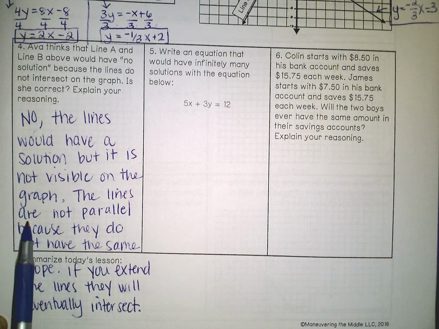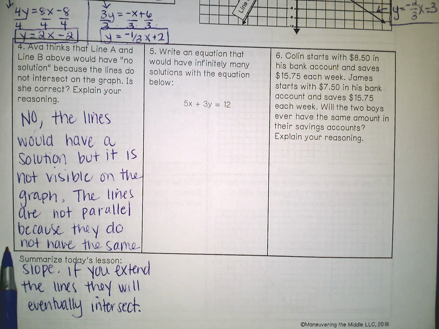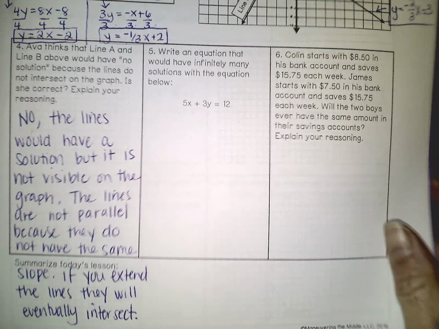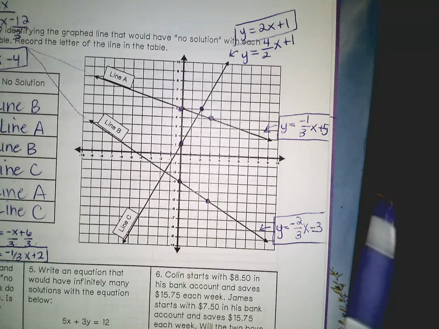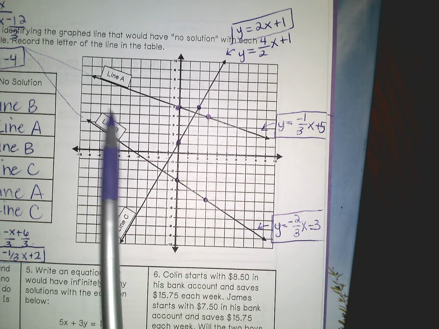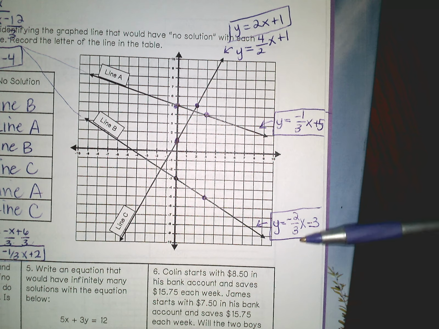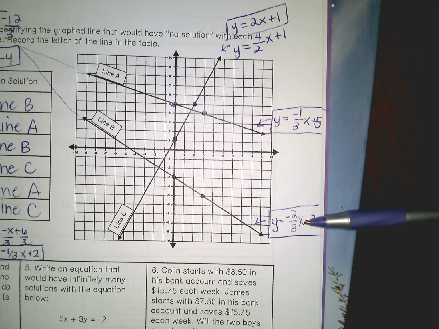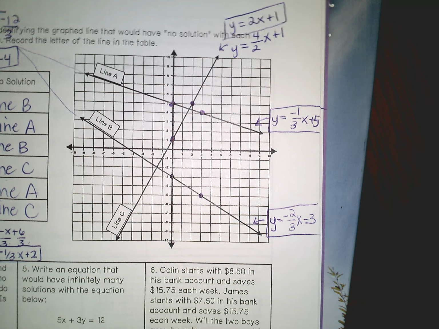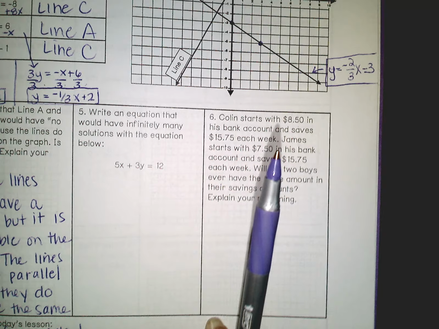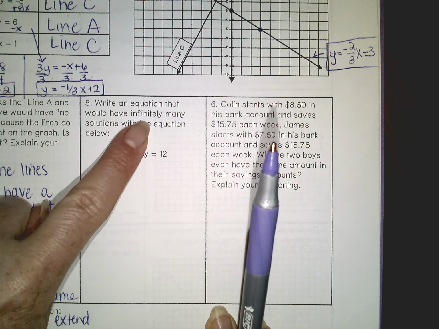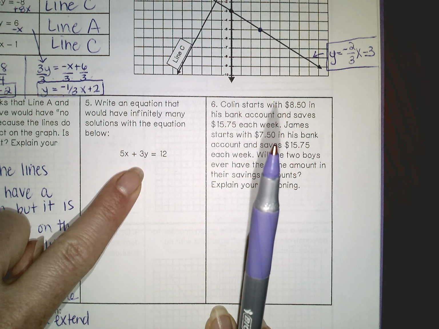So is Ava correct? No, because the lines would have a solution, but it's not visible on the graph. The lines are not parallel because they do not have the same slope. If you extended the lines, they will eventually intersect, as we talked about, as you can visualize that way. Also take a peek. These two lines, line A and B, do not have the same slope. Therefore, they are not perfectly parallel.